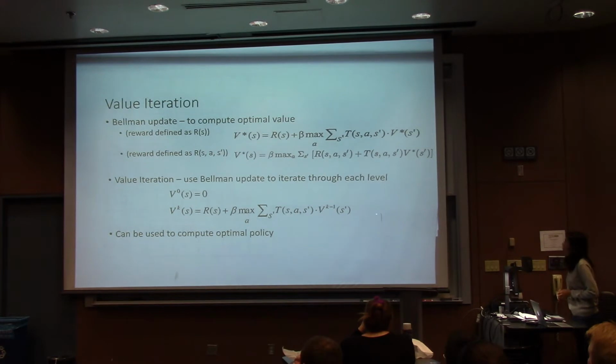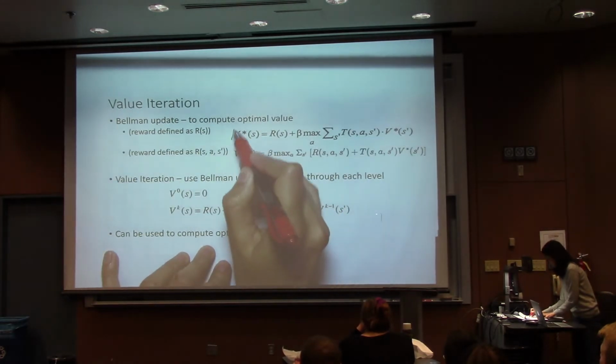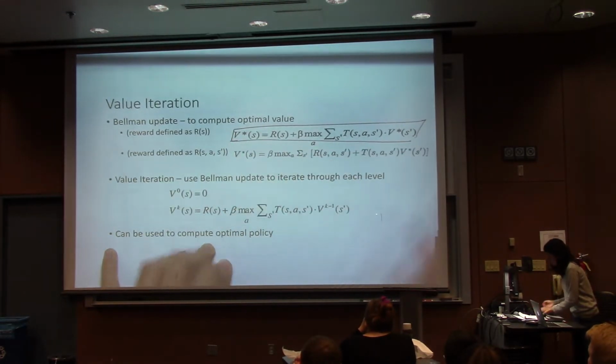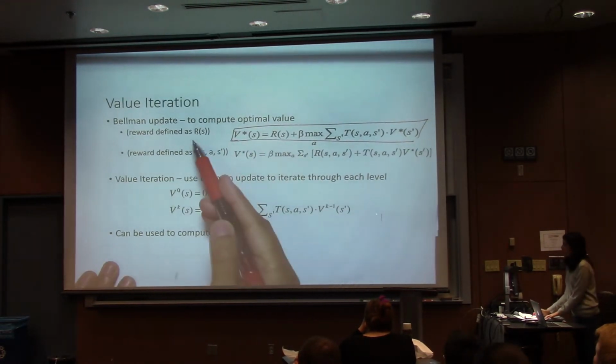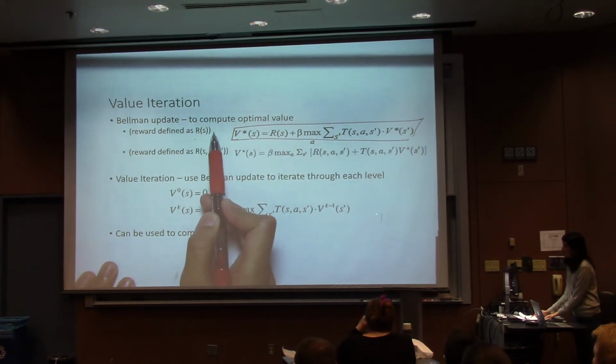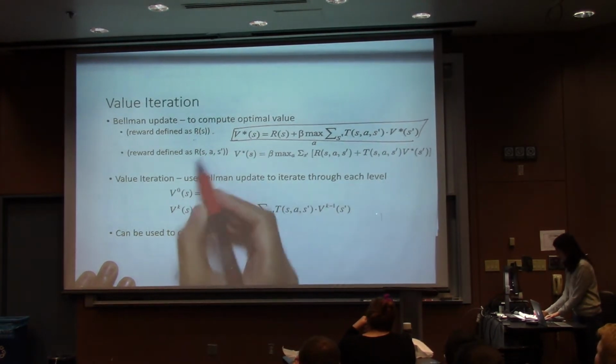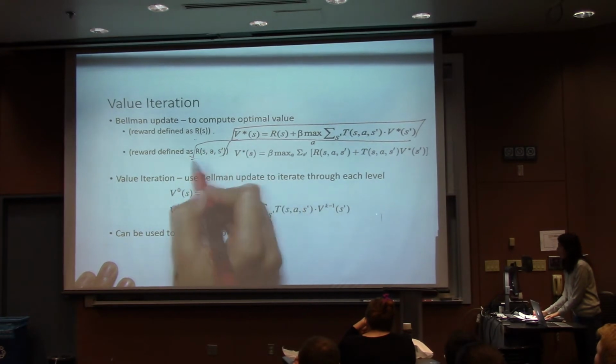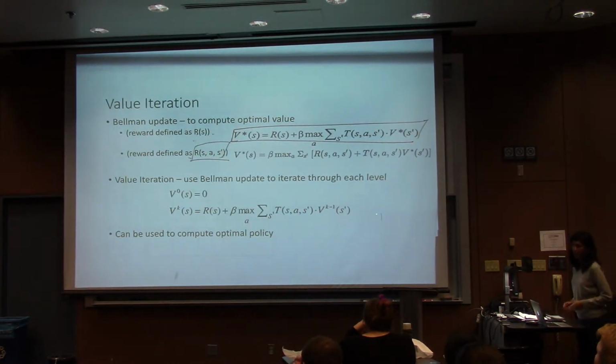Update function to compute the optimal values. It can be defined, you can use these formulae to define it. If the state is defined as R of S, then you can use this formula, whereas if you use this definition for the reward, you can use the other one.